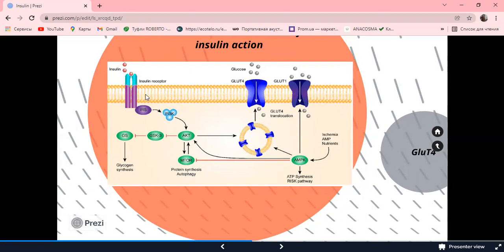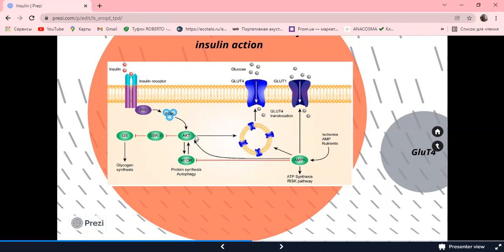Beta subunit is an enzyme. This is tyrosine kinase. This enzyme phosphorylates proteins and enzymes in the cytosol. The first protein that will be phosphorylated is IRS protein. IRS protein, after that, will activate phosphatidyl inositol 3 kinase. Phosphatidyl inositol 3 kinase will activate protein kinase B. Here you can find AKT. This is another name of this enzyme.